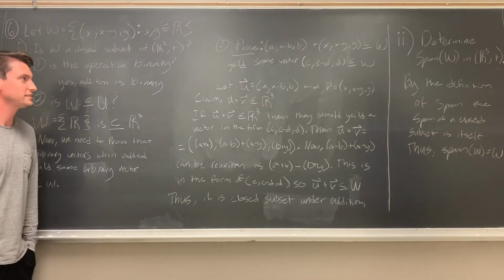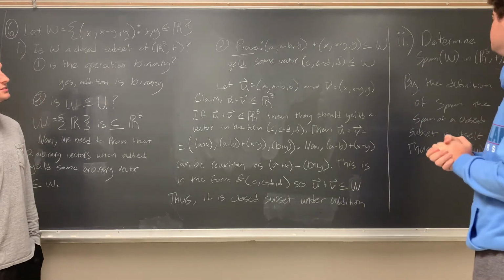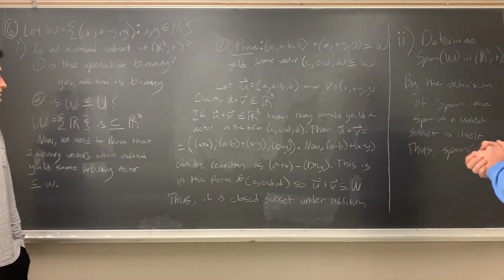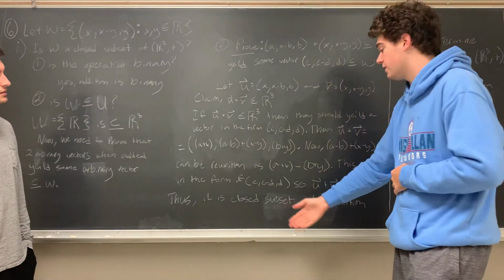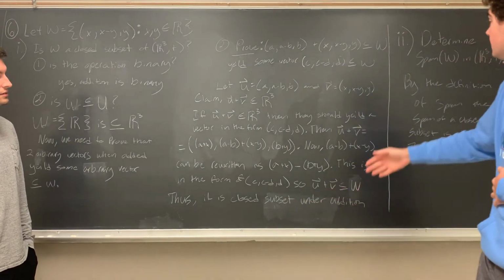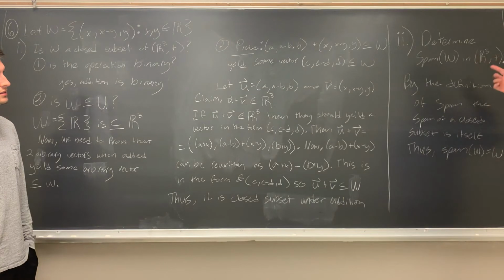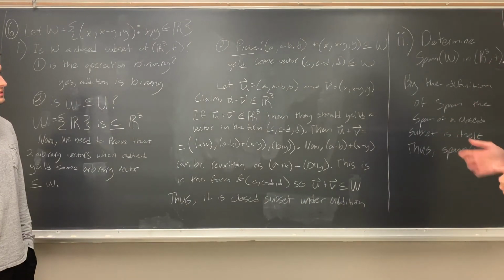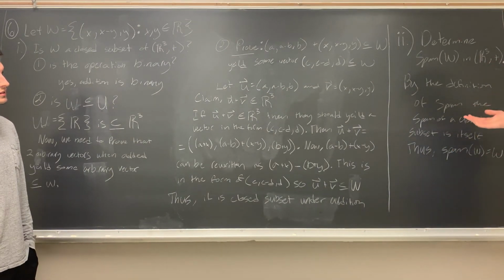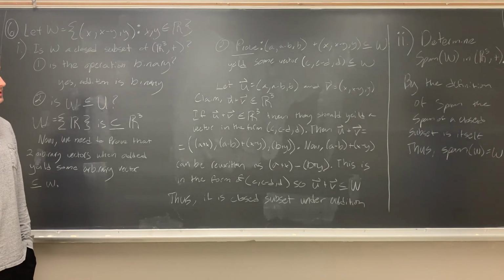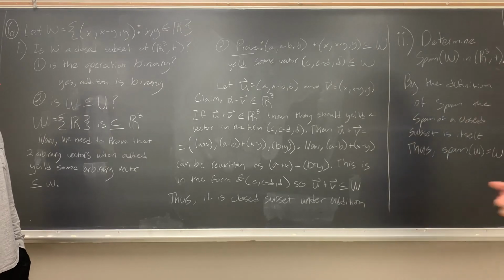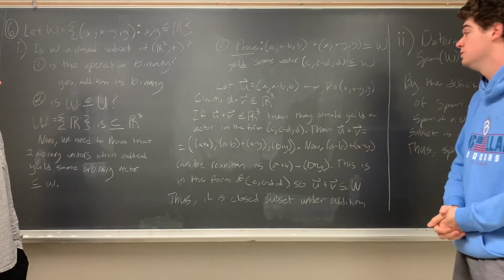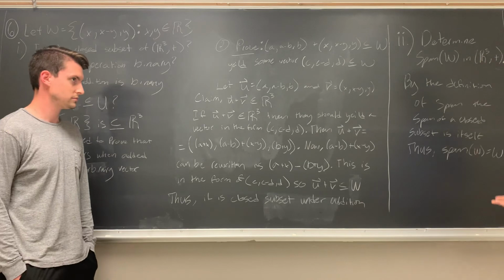All right, so now our second part of the problem is to, if we got through this, determine the span of W in R3 over addition. Because we know that it is a closed subset under addition, we'll be able to determine span W, and it's actually very easy, because by definition of span, the span of the closed subset is itself. So span of W is W. You're not going to have to add anything to it to make it closed, because it's already closed. So just like that, the problem's done.